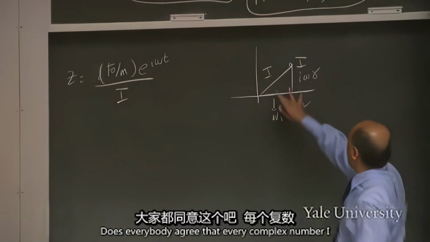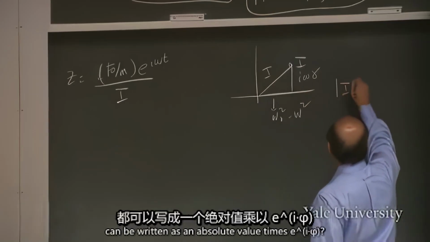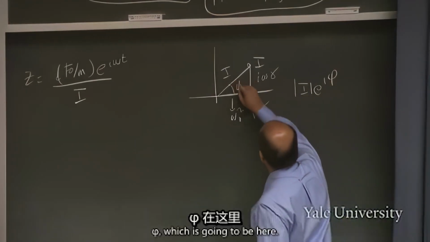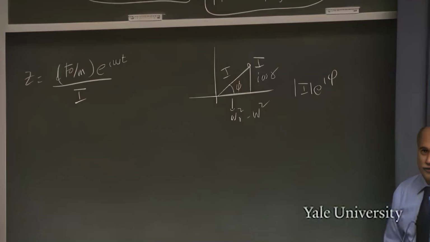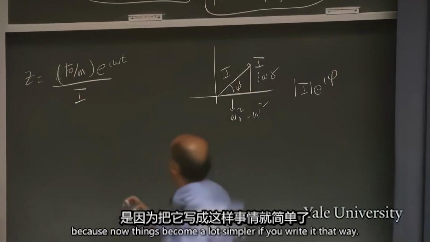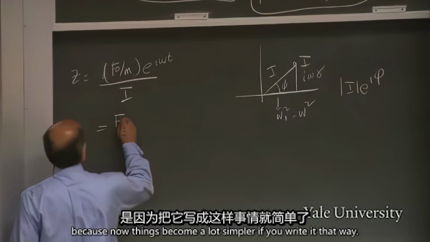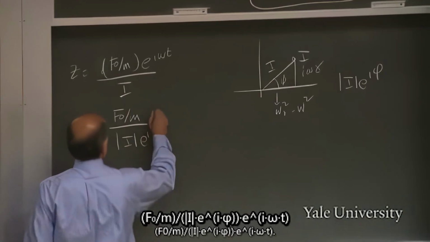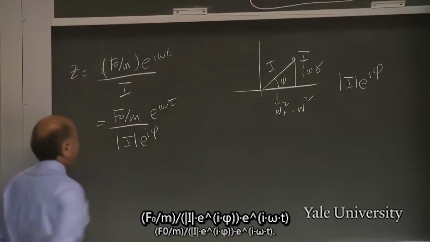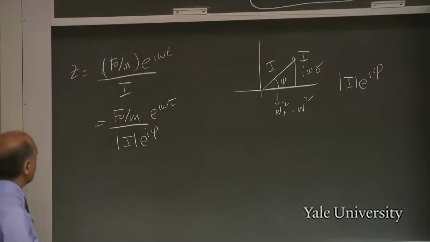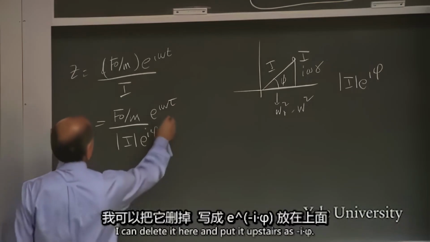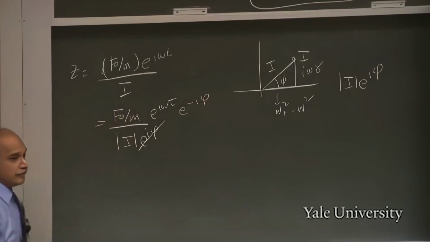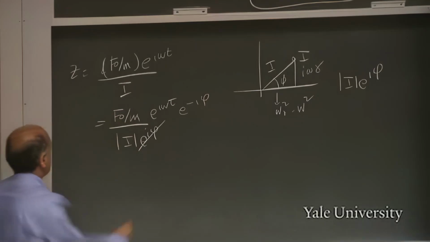Does everybody agree that every complex number I can be written as its absolute value times e to the i phi, which is going to be here? And I'm going to write it that way because now things become a lot simpler if you write it that way. F naught over m divided by absolute value of I, e to the i phi, e to the i omega t. Now this e to the i phi, I can delete it here and put it upstairs as minus i phi. So let me write it in that form.